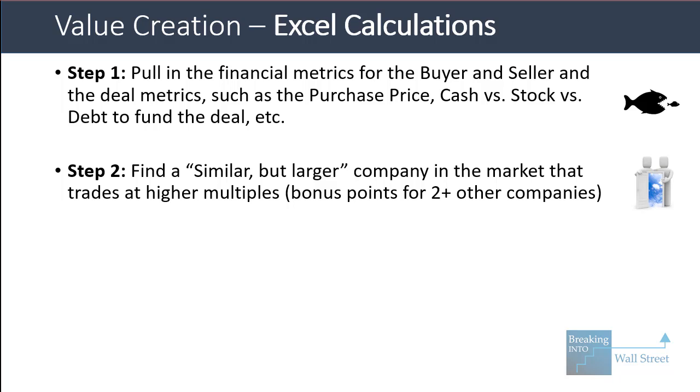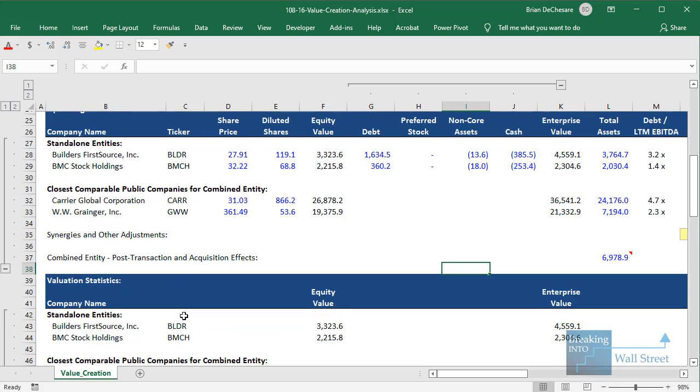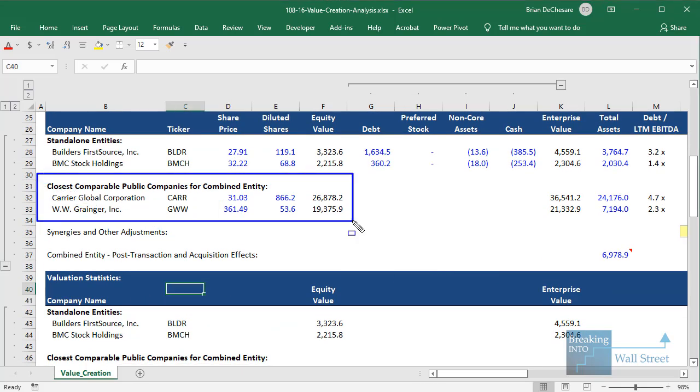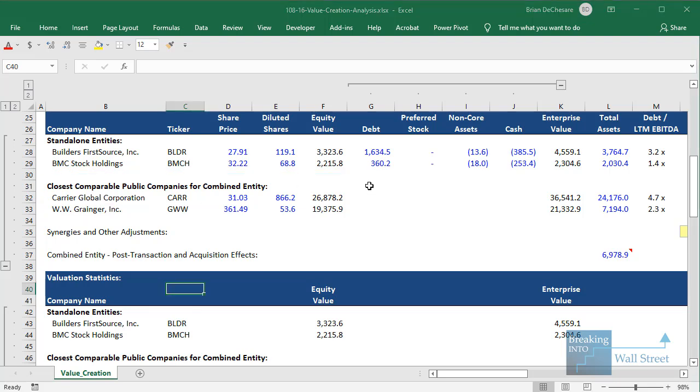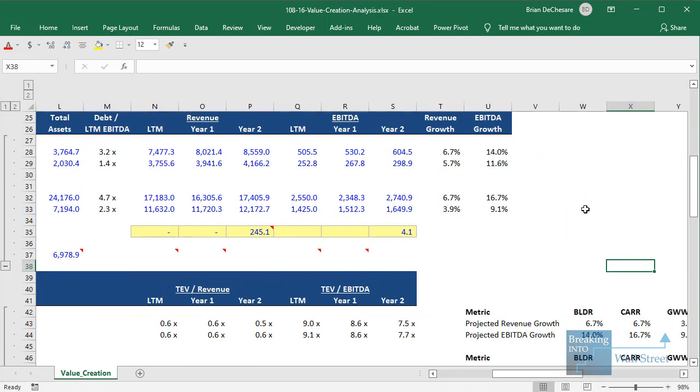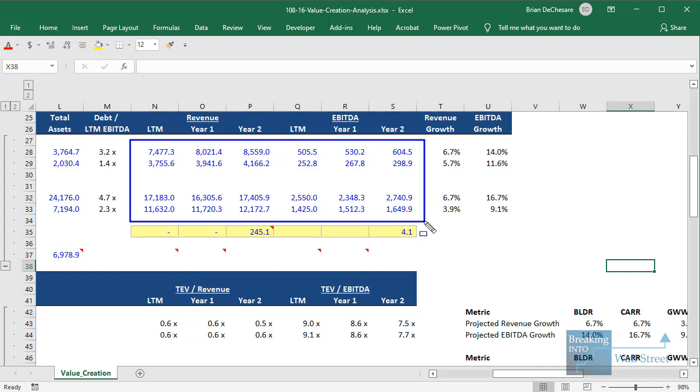Now, the next step is that we need to find a similar but larger company in the market that trades at higher multiples. And in this case, once again, I've already done this work. We have these two companies, Carrier Global and then WW Grainger. You can see that they're both quite a bit larger, around 10 times larger than Builders First Source or BMC Stock Holdings. If you look at the equity value, the enterprise value, and you also just look at the company's revenue and EBITDA numbers, based on those, they're not exactly 10 times larger, but it's clear that they are significantly larger.